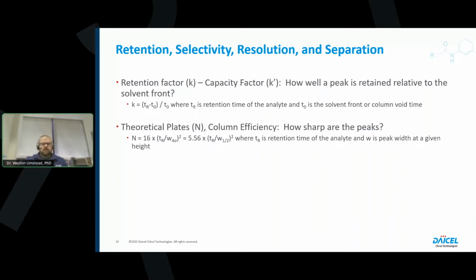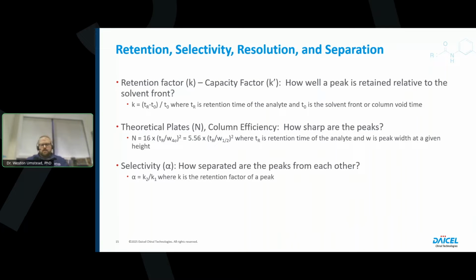And then the last one that we're going to see often is selectivity, alpha. It's basically telling us how well the two peaks are separated from each other. Alpha is probably the most straightforward one to calculate. It's the ratio of the capacity factors. So k2 over k1 gives us the selectivity.